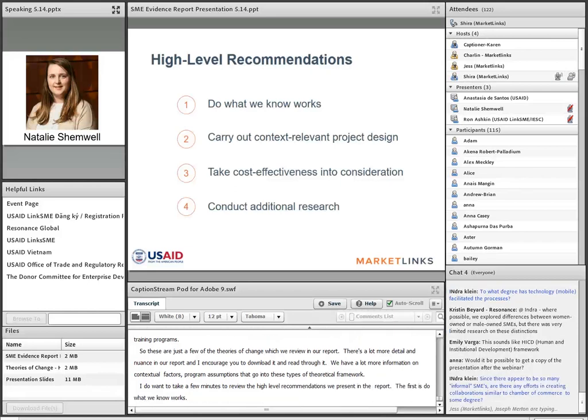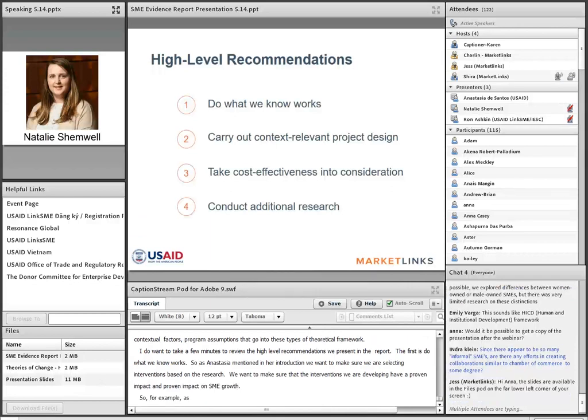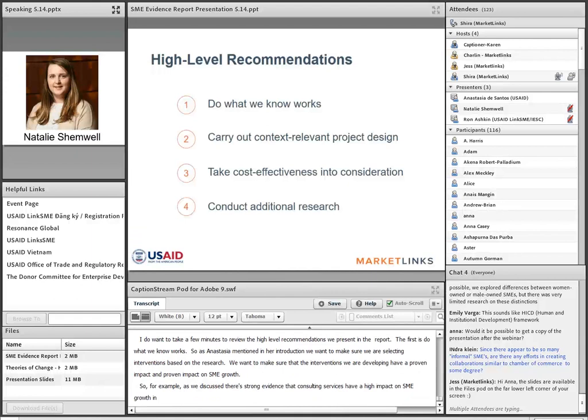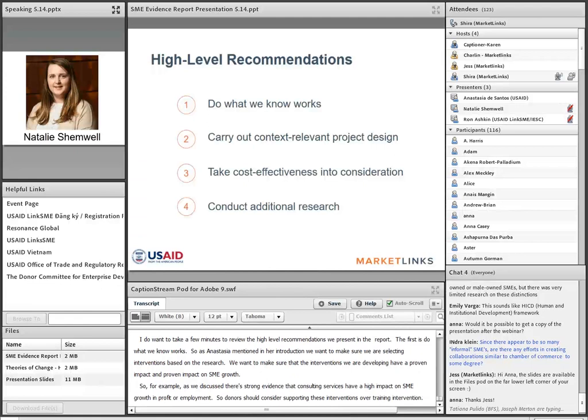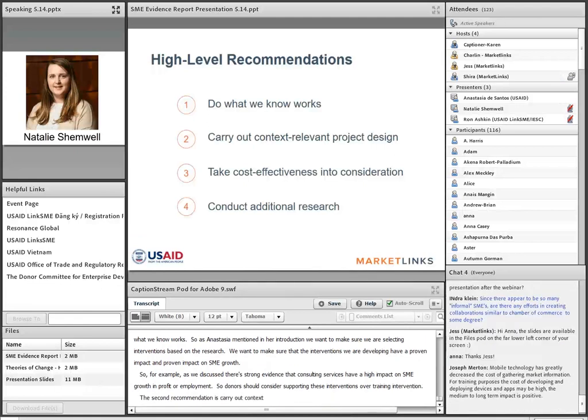As Anastasia mentioned in her introduction, we want to make sure that we're selecting interventions based on the research. We want to make sure that the interventions we're developing have a proven impact on SME growth. So for example, as we discussed, there's strong evidence that consulting services have a high impact on SME growth in profit or employment, so donors should consider supporting these interventions over training interventions. The second recommendation is carry out context-relevant project design.